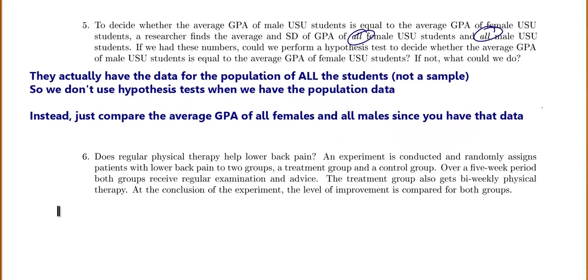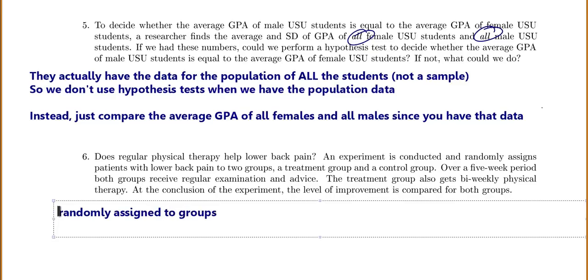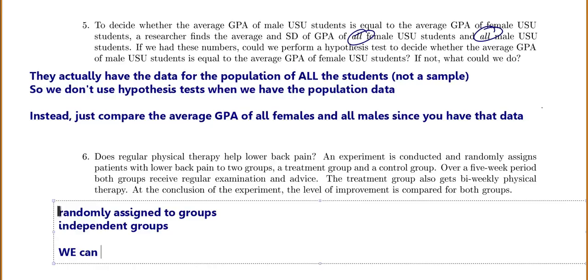And number 6, does regular physical therapy help lower back pain? An experiment is conducted and randomly assigns patients with lower back pain to 2 groups, a treatment group and a control group. Over a 5-week period, both groups receive regular examination and advice. The treatment group also gets bi-weekly physical therapy. At the conclusion of the experiment, the level of improvement is compared for both groups. Let's see. So we are randomly assigned to groups. That's a good sign. I don't see any reason that these 2 groups are related, so these would be independent groups. So yes, we can use the 2 sample z-test.